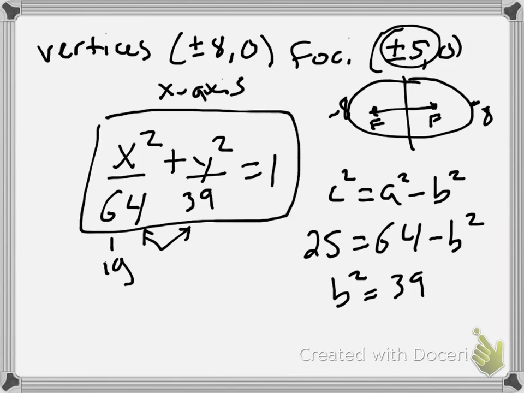Sometimes they'll go through and give you your co-vertices, which would be your b value. Your major vertices is your a value. Your foci is your c value. So we want to be able to, if you have two of those pieces of information, write the standard form of it. Alright, so let's look at another example.